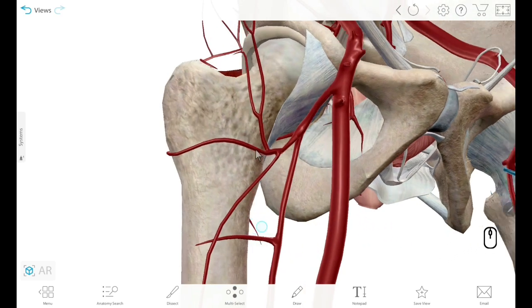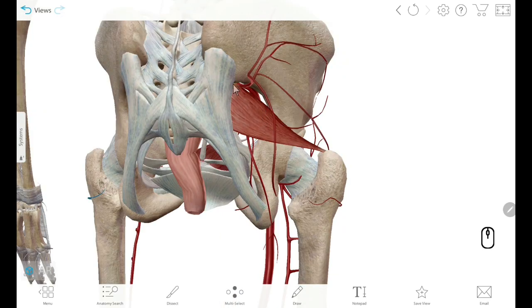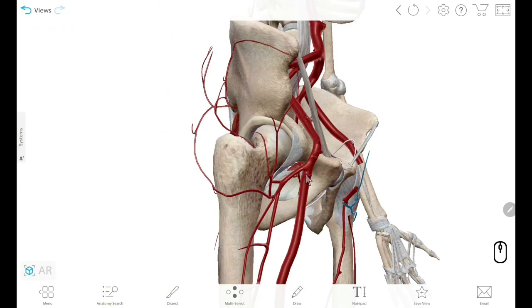Rotating the model, we can see the other artery which was coming off from the profunda femoris medial to the lateral circumflex femoral artery. This is the medial circumflex femoral artery. Now all these arteries, the superior gluteal artery, the inferior gluteal artery, the medial circumflex femoral artery and the lateral circumflex femoral artery, form anastomosis around the femur at two locations.